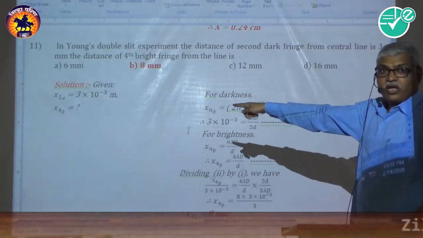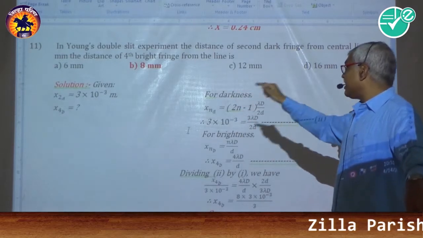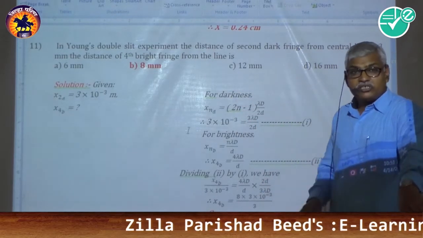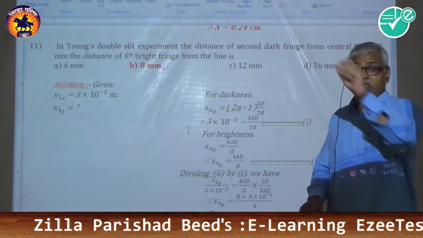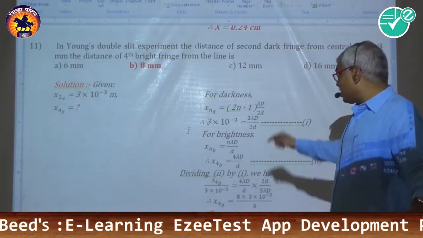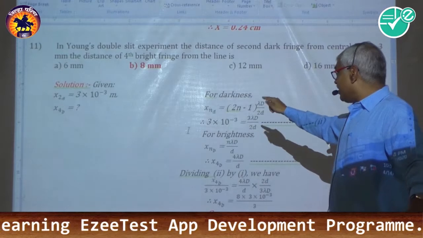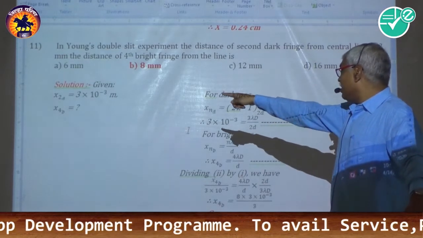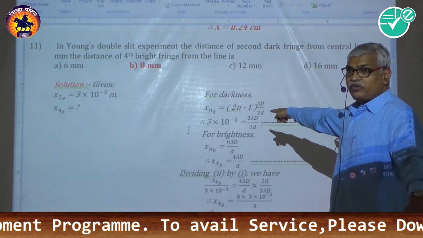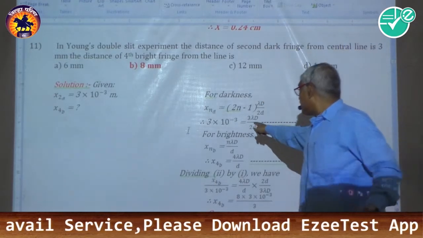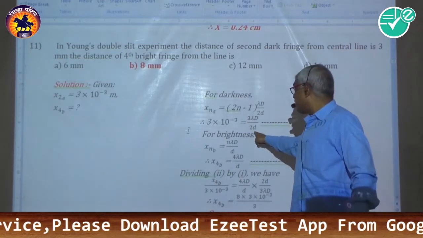For dark fringe, we know the formula x_nd is equal to (2n minus 1) lambda D upon 2d. This is the distance of the nth dark fringe from the central bright band. Therefore, x_n is (2n minus 1) lambda D upon 2d. Put the value of n equal to 2: 2 into 2 is 4, minus 1 is 3. Therefore, it is 3 lambda D upon 2d.